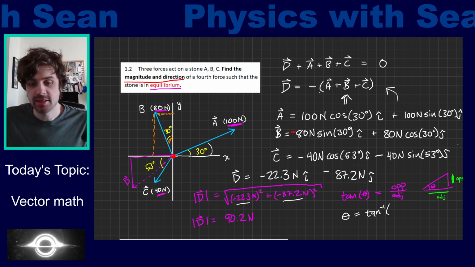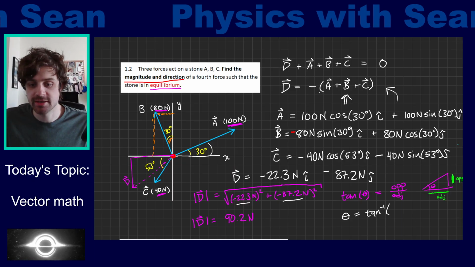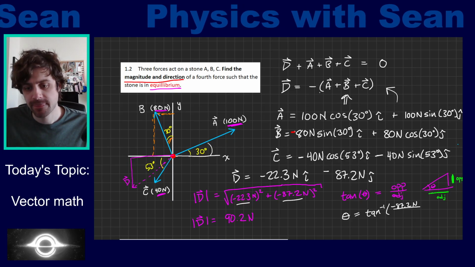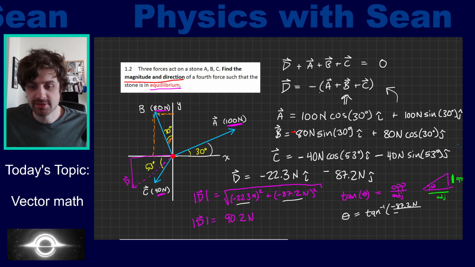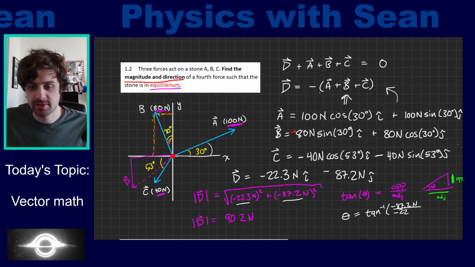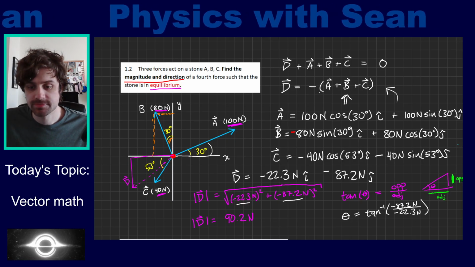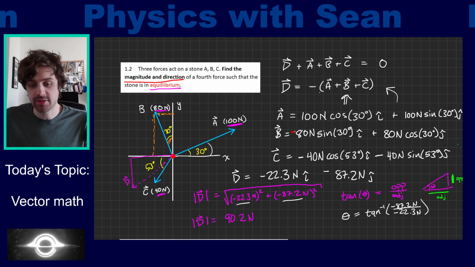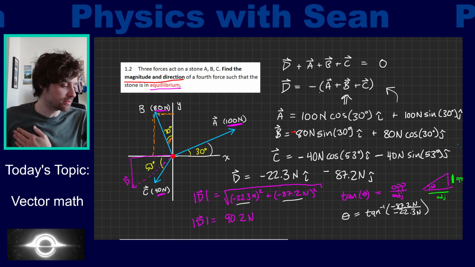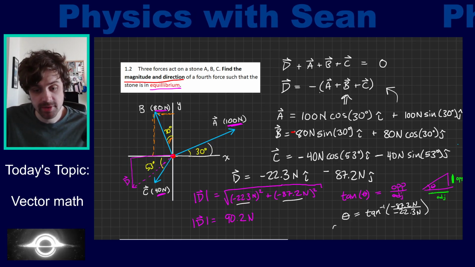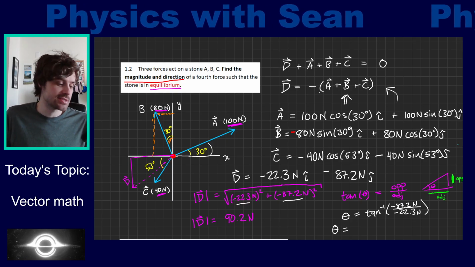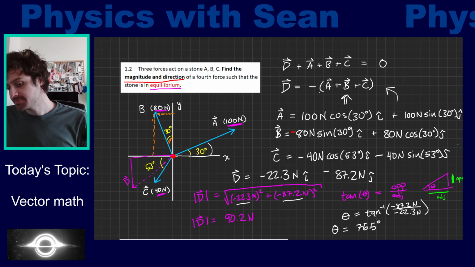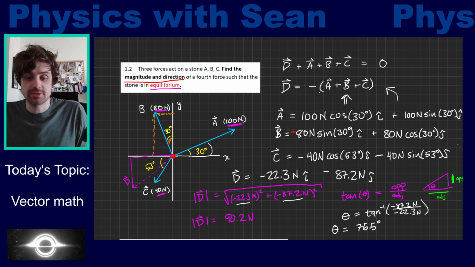We know that the vertical component, the opposite side here, is negative 87.2 newtons. And the adjacent side is the x component, negative 22.3. So we actually have those numbers. We can plug that in. We can do this calculation in our calculator, inverse tangent. The value I get out of this is 75.5 degrees, which on its face, we get a number, so that seems good.